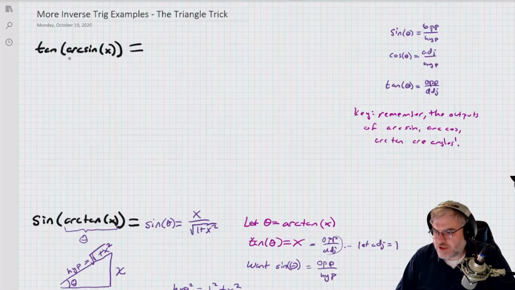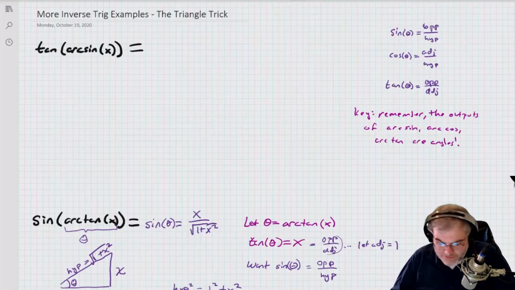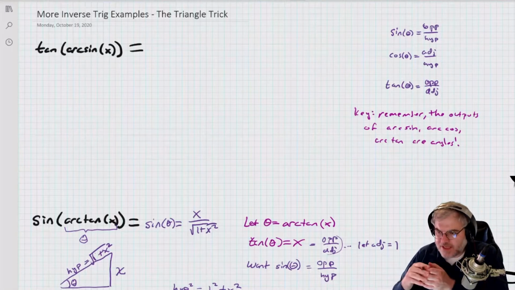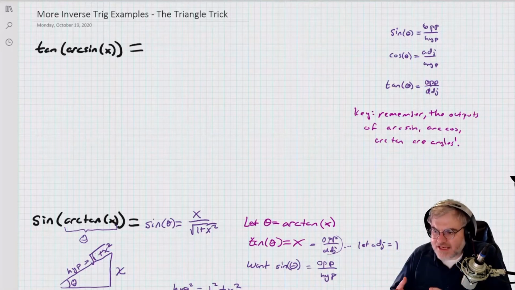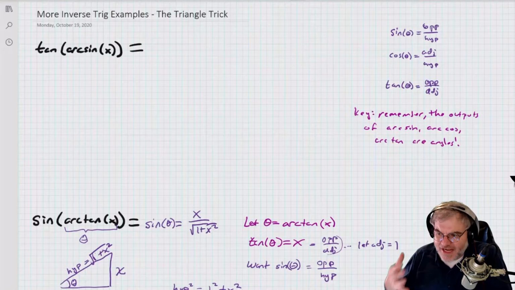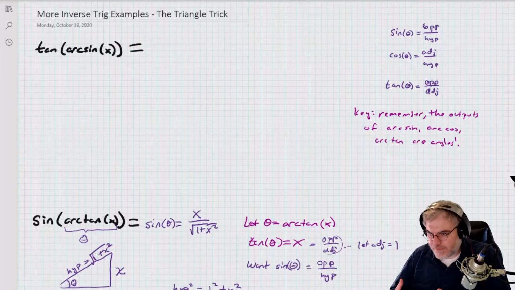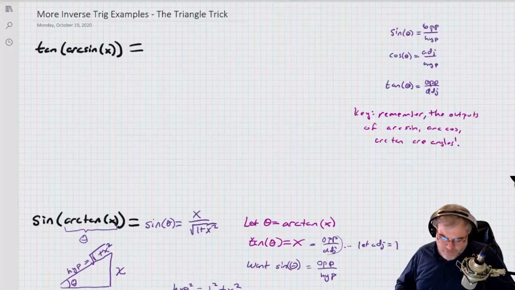What I'm going to do is let whatever's in the arc bit, or the sine^-1 bit, or all these other things, be theta. All right? And then I'm going to go backwards. Remember that arctan, arcsine, all of these things, they take sides and they make angles. All right? So let's start with this one.